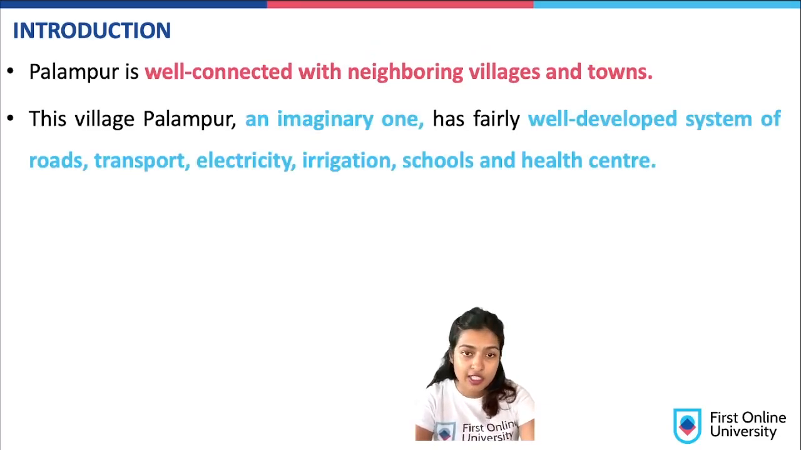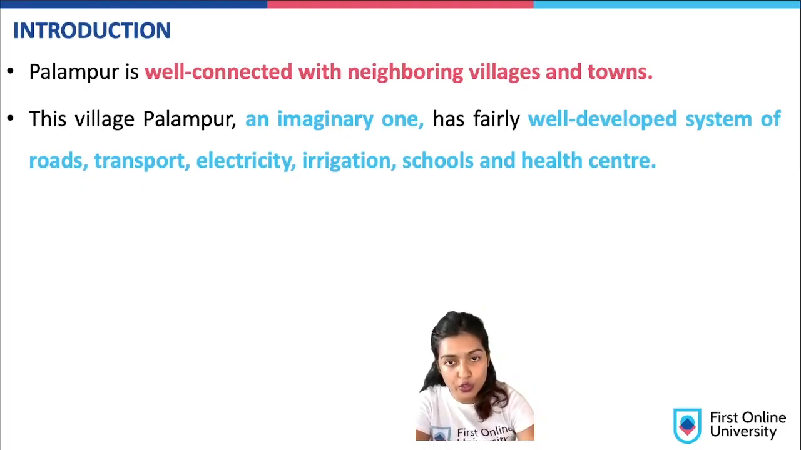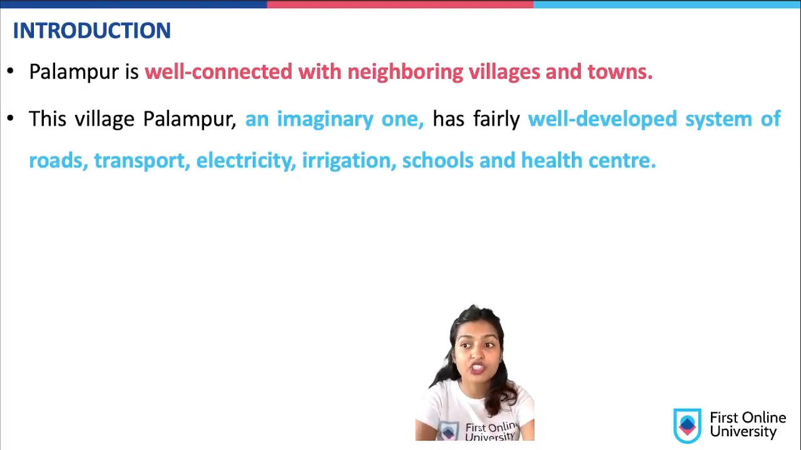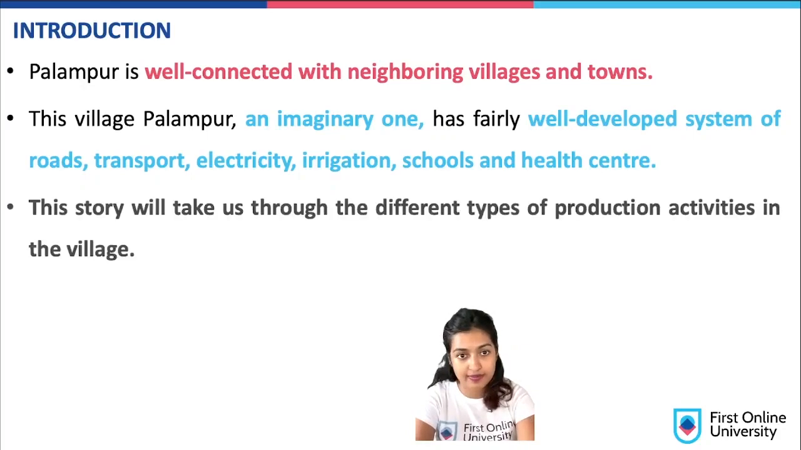Like I've mentioned, Palampur is an imaginary village, just for the convenience of your understanding. And you should also understand it's almost well developed, not completely. There is a good road system in Palampur. There are good irrigation and water facilities. There is good electricity. Regarding socio-economic facilities, you have good schools as well, and good hospitals for the care of senior citizens and those of ill health.